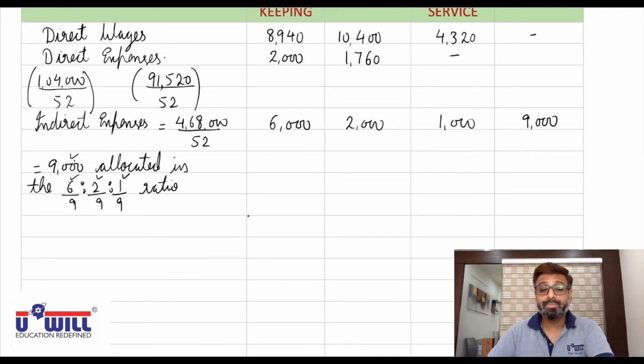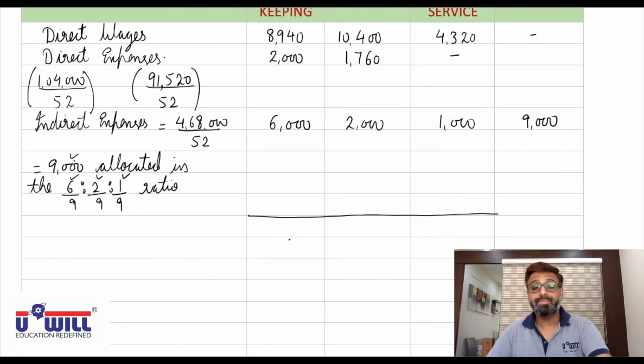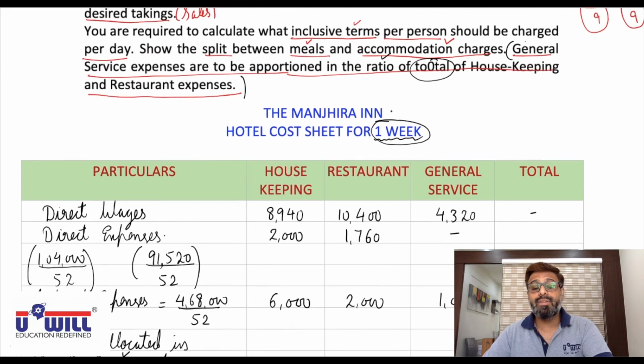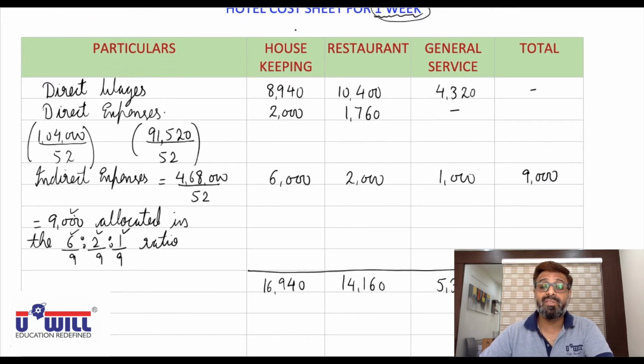Now, what is the total cost of all these three departments up till now? 8,000, 10,000, 16,940. Okay, 16,940. Then 10, 11, 13, 14,160. All of you can do it in calculator. 10,400 plus 1760 plus 2,000, 14,160. 4320 plus 10,000, 5320.